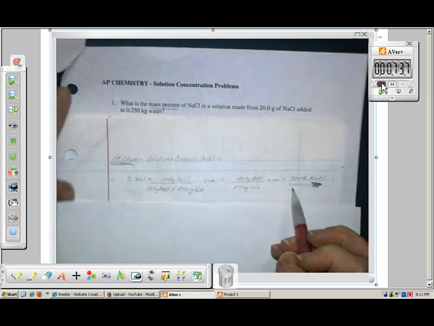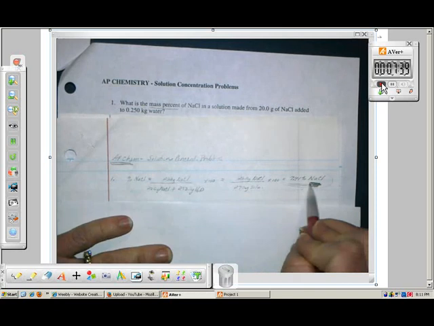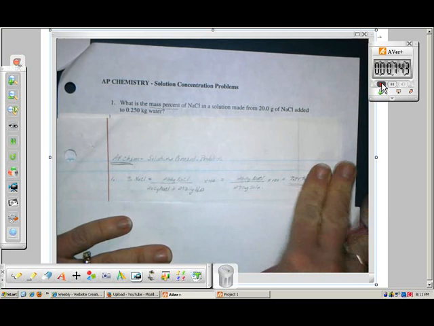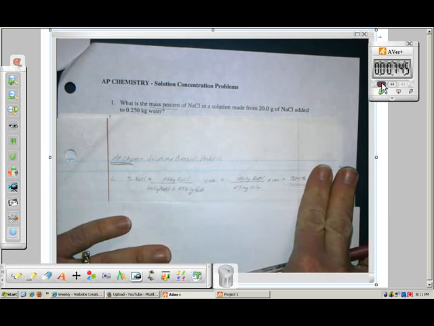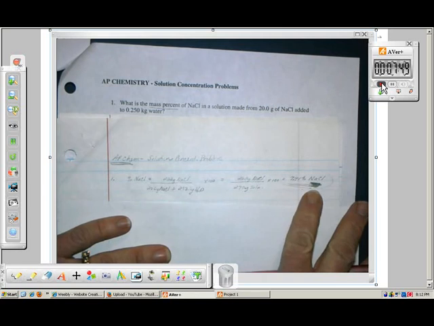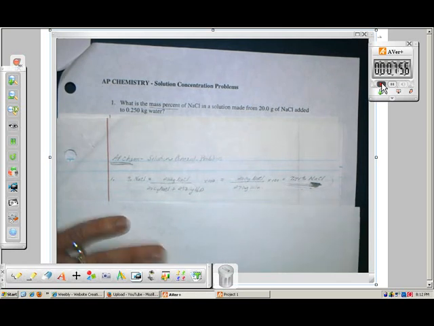You need to identify what your solute is when we're labeling. If you simply communicate your answer as 7.41%, percent of what? In this case, our solute is sodium chloride. And again, unless otherwise told, our solvent is water, and here we are confirmed that our solvent is water.